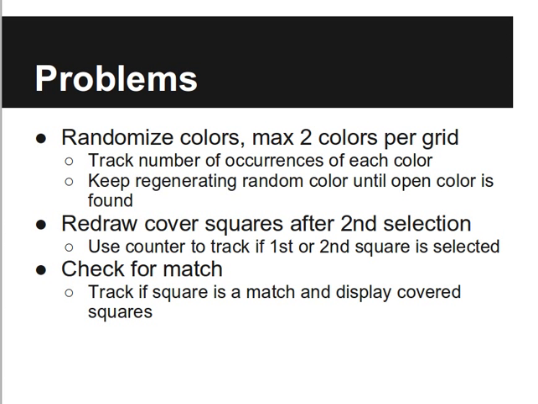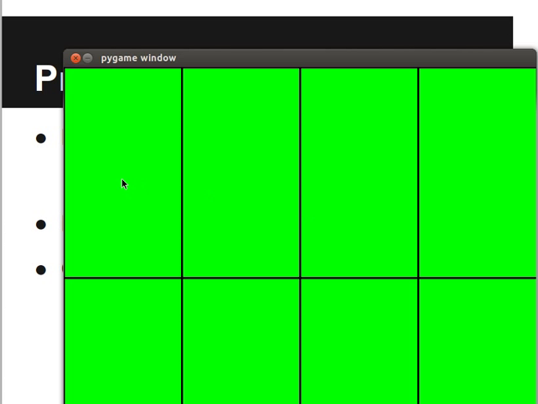So, let's see. When you make the first selection, so let's say you make the first selection. So at this stage, when you press the button again, you want another square to be uncovered. But if you press it a third time, you want both of them to be covered again, unless it's a match. So you press one, you press the other.